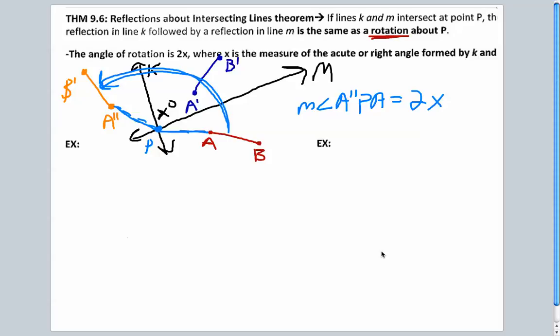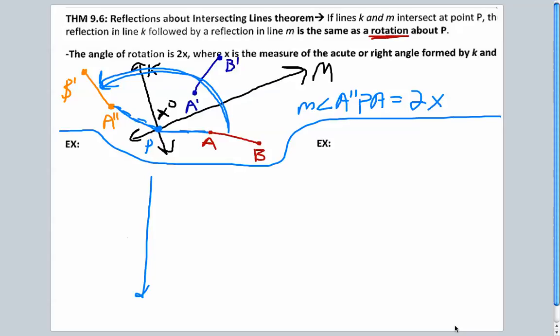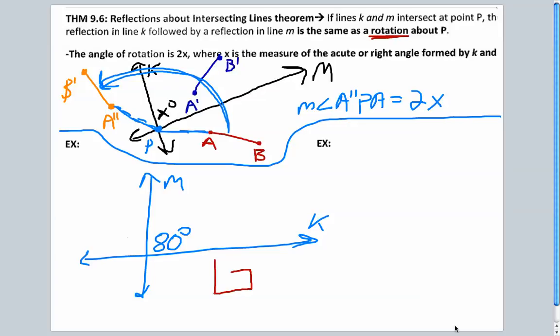Okay, let's do an example of that real quick. I'll push that up on the board here. We'll do this first example. Let's say I've got M and K. You guys can probably do this one pretty quick, but I've got M, I've got K, like this. The angle between them is 80 degrees. And then I've got this L-shaped polygon here.